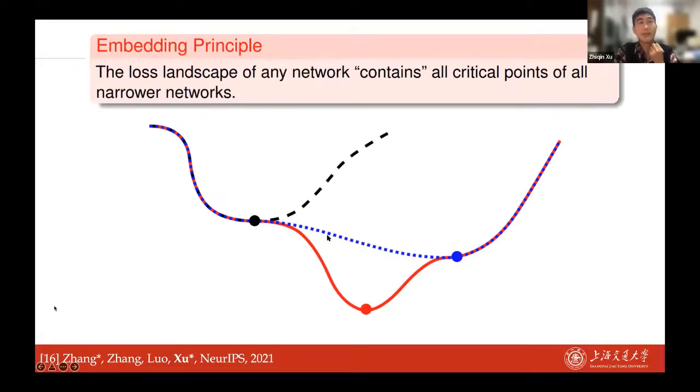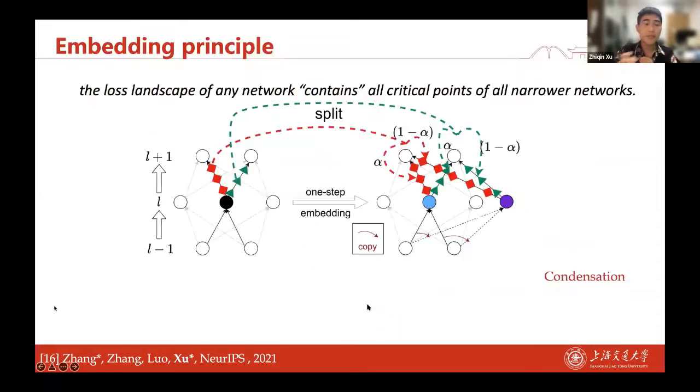Okay, we can use this simple example to explain this. Suppose for one neural network, its loss landscape may be like this. And when you add one more neuron, this point will change from a local minimum to a saddle point, and its local or global minimum is one with smaller loss. And if you add one more neuron, this point will become another saddle point, and its optimal point will have a lower loss. So how to prove this?